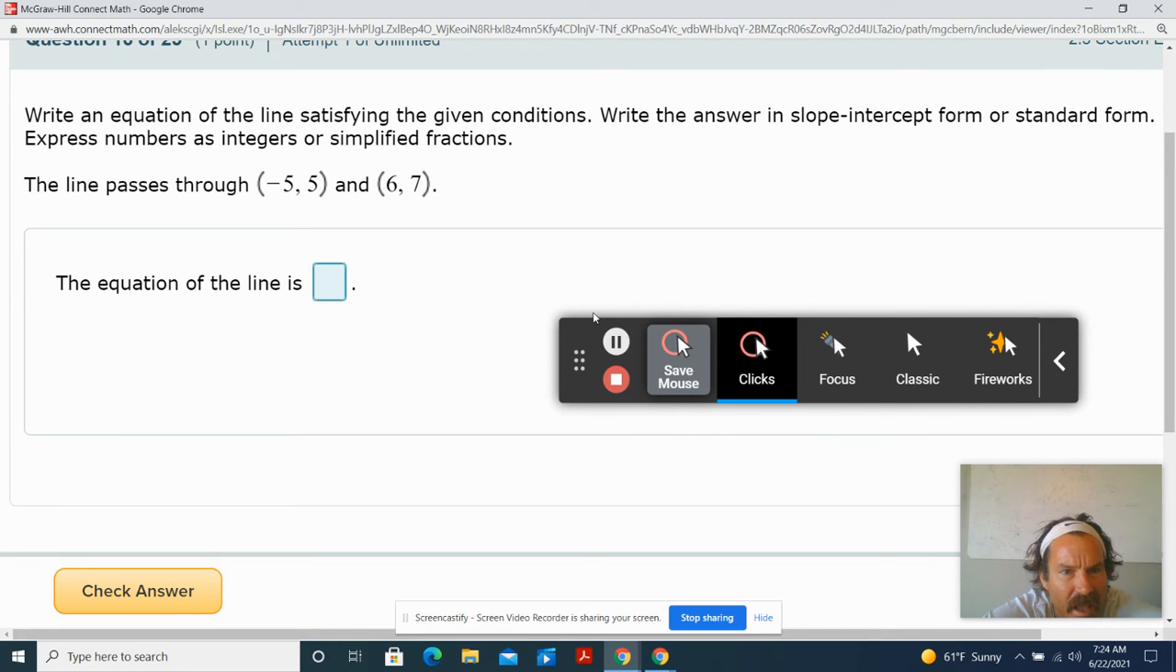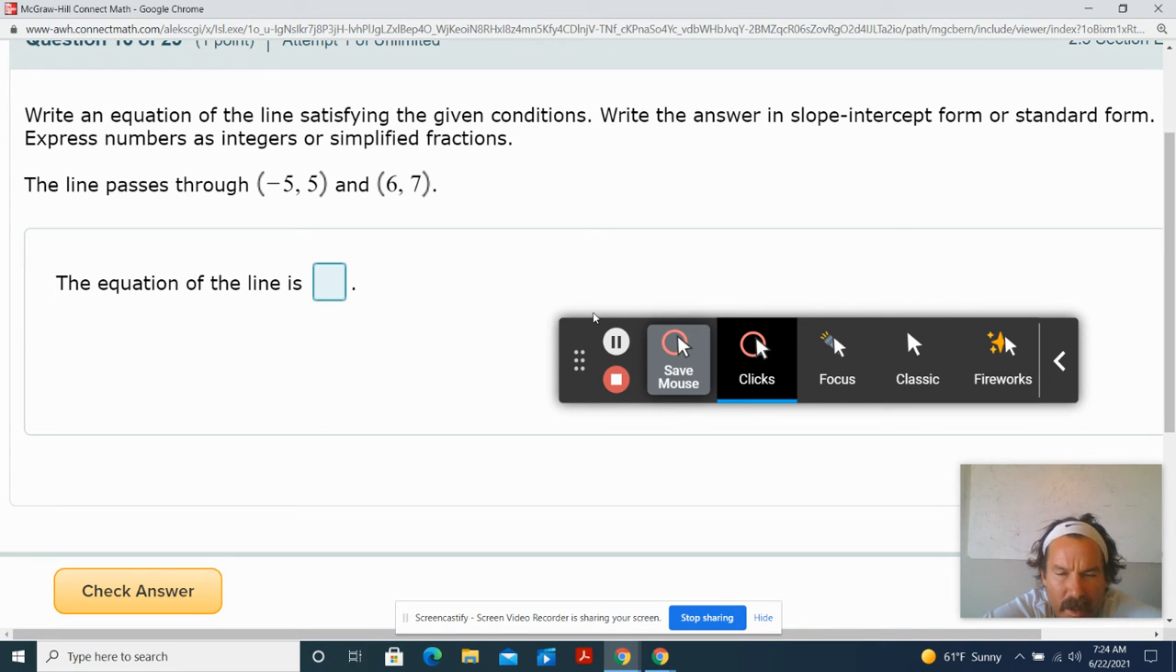Write the equation of a line, satisfying the given conditions. Write the answer in slope-intercept form or standard form. We're going to talk about standard form tomorrow, but right now it's all about slope-intercept form. Y equals mx plus b. Get that equation through your head. Okay, so this one, it tells you that the line passes through 2 points. It doesn't tell you the slope. It doesn't tell you the y-intercept.